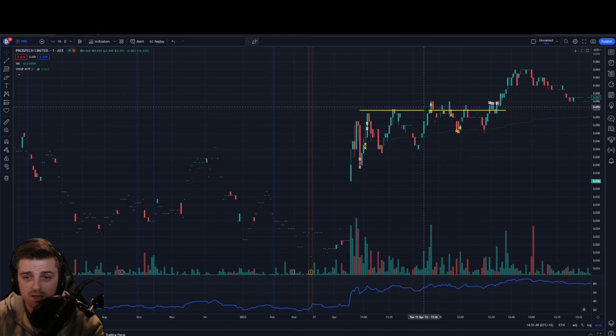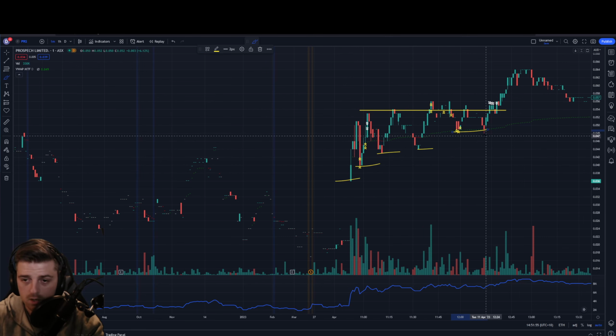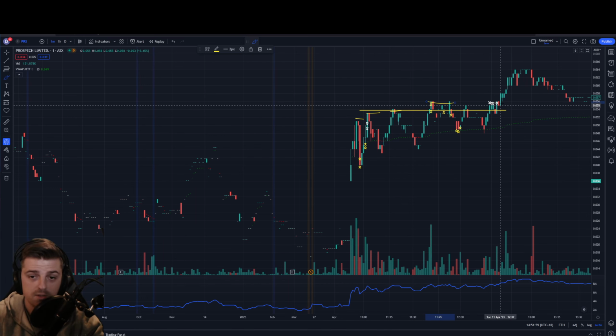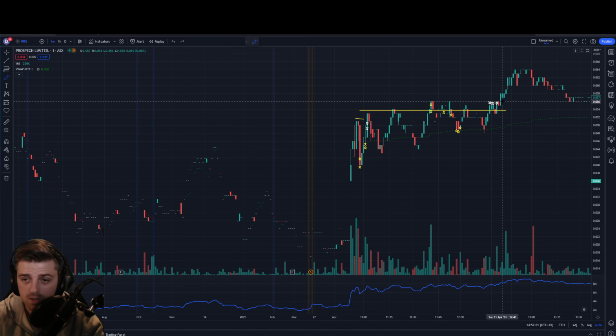It's kind of making higher highs, higher lows as well. So you can see just higher lows the whole way, all the while making higher highs as well. So it's just a nice little setup.